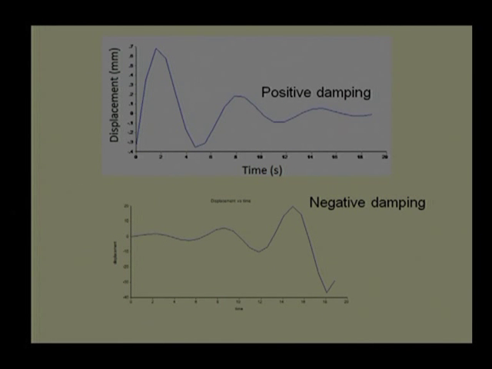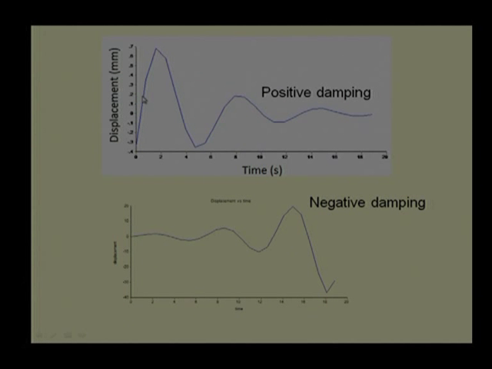Just to elaborate, there are two cases: one is positive damping, and the other is negative damping. In both cases, displacement is shown on the vertical axis and time on the horizontal axis. When the damping is positive, you can see the amplitude is initially high. In both cases we are considering an underdamped system, where zeta is less than 1. So, positive damping, zeta less than 1.